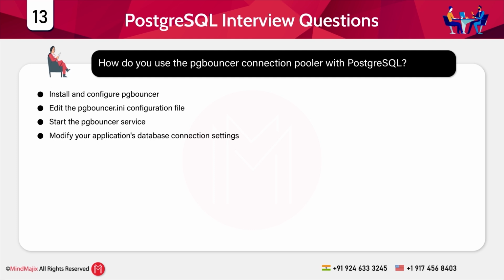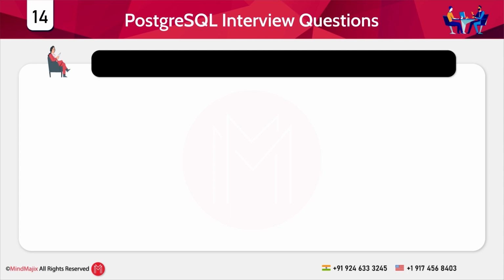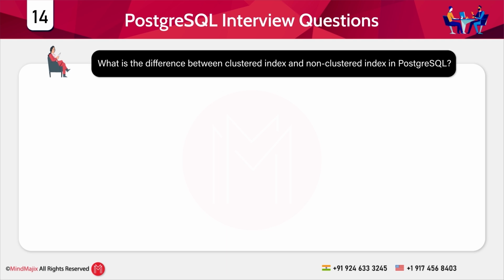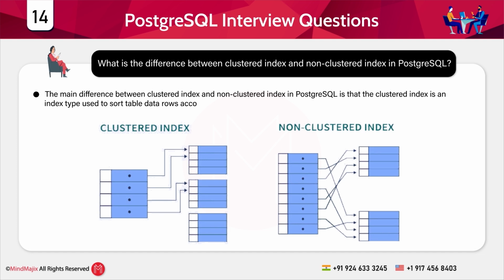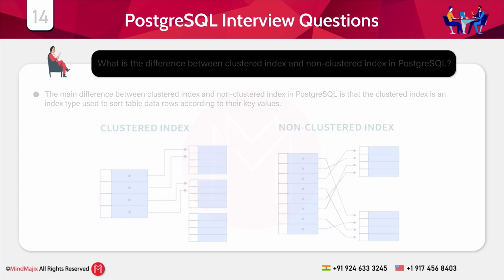The next question is, what is the difference between a clustered index and a non-clustered index in Postgres? The important difference is that a clustered index is an index type that is used to store table data rows according to their key values.